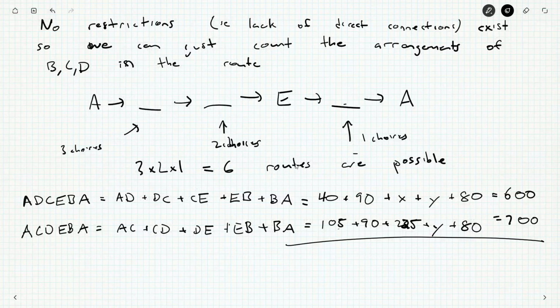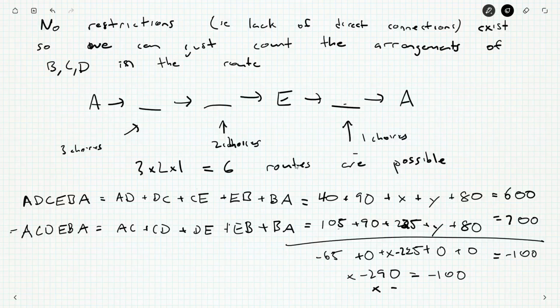One thing I can do is I can subtract these. So 600 minus 700 is negative 100. 80 minus 80, nothing. Y minus y, and that's why I did this, to cancel out the y's. 0, 0. 90 and 90. 40 minus 105 is negative 65. Alright. And then we've got plus x minus 225. Well, the negative 65 and negative 225, we can add, so it'll be negative 290. So x minus 290 is equal to negative 100. Bring it over to the other side, and x is 190 kilometers.